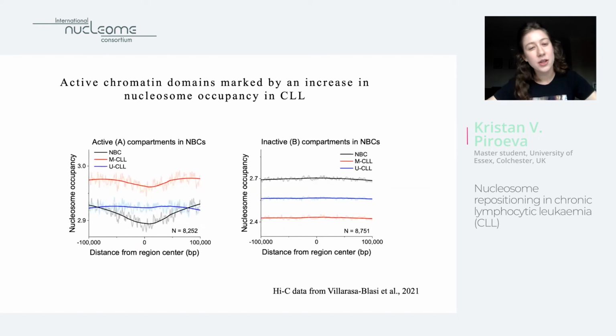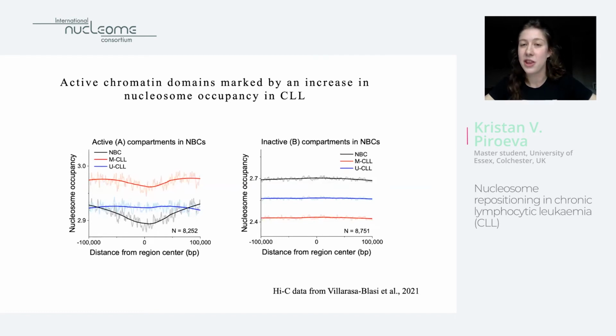Now, by calculating nucleosome occupancy profiles at active A compartments and inactive B compartments identified in non-malignant B cells, we observed that the changes of nucleosome occupancy observed in CLL patients persist even at a larger scale of around 100,000 base pairs. We can see that nucleosome occupancy at active A compartments in non-malignant B cells is depleted, while this disappears and becomes an increase of nucleosome occupancy at the same regions in CLL patients. On the other hand, inactive B compartments are characterized with flat nucleosome occupancy profiles, which we would expect because of their inactive status.